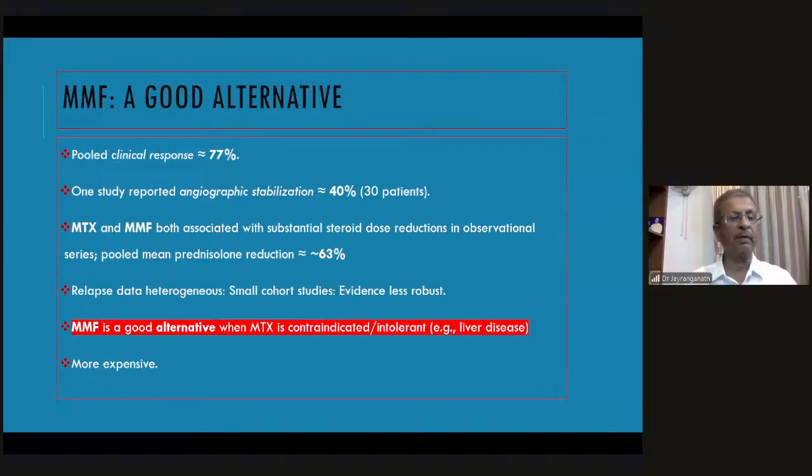They don't tolerate it well because we need to monitor that. Here, monitoring is not so important as with methotrexate, and the response is reasonably good. The only problem is that it is an expensive drug, and drug compliance in the poor population is not great. That is the only side effect. Otherwise, it's a good drug.